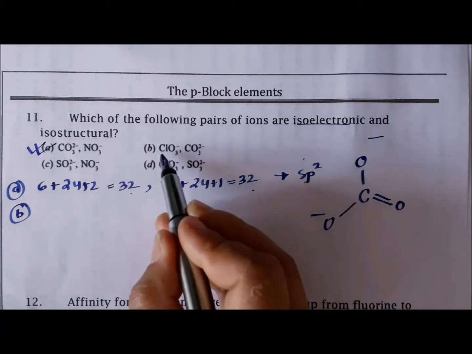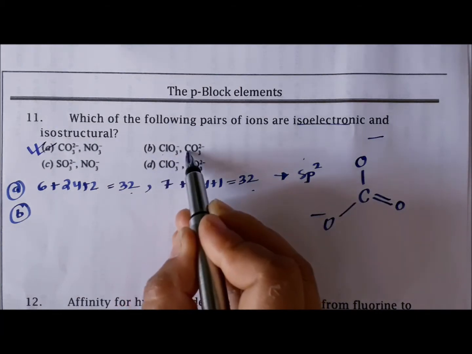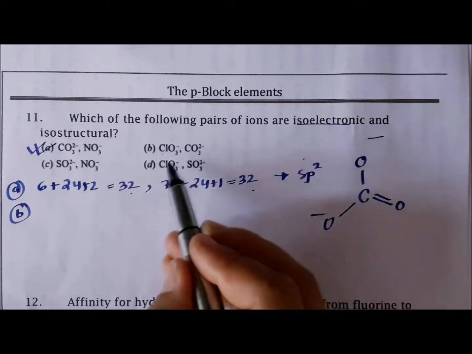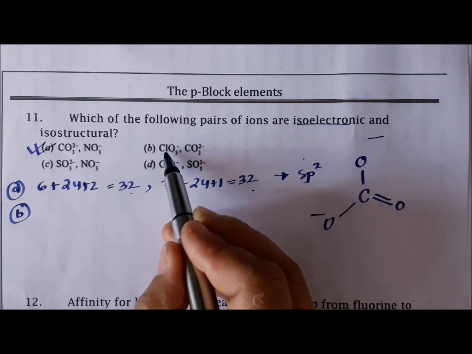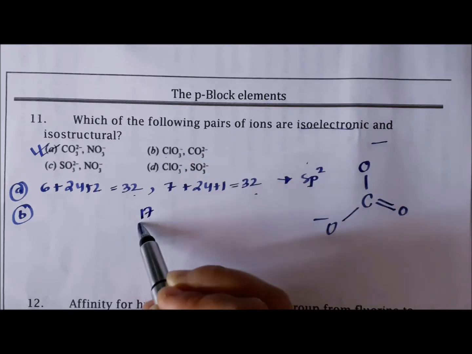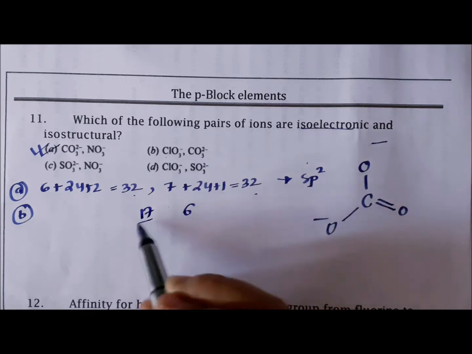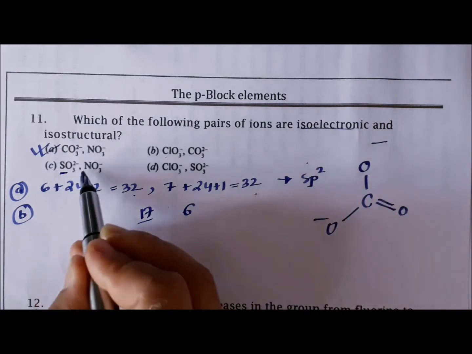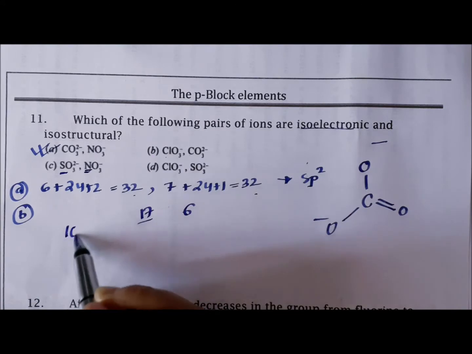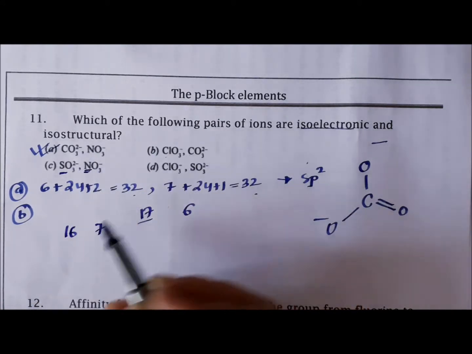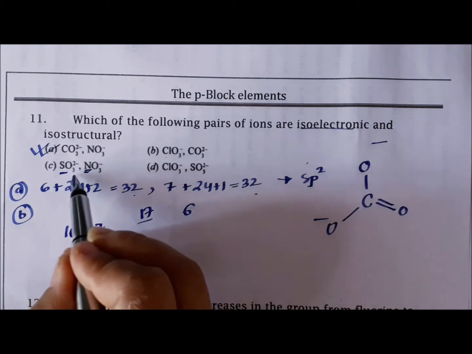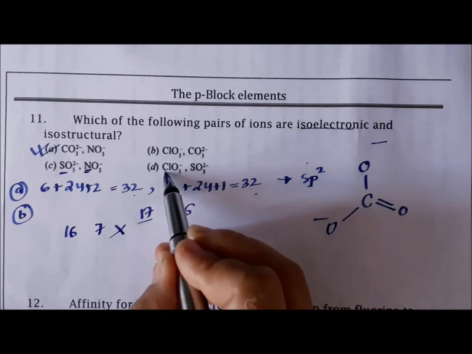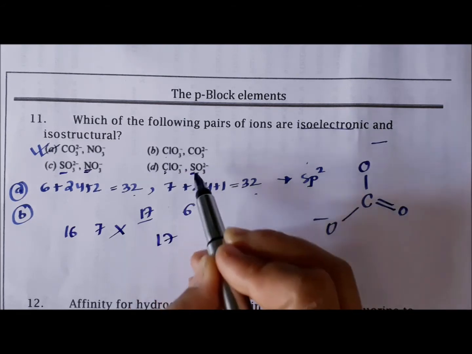Now, if you compare B, this is chlorine and carbon. Both have the same number of oxygen. To check whether they are isoelectronic or not, chlorine has atomic number 17, right? And carbon has 6, so there is a vast difference between the two, so these two will not have the same number of electrons. Same here, sulfur 16 and nitrogen 7, they have the same number of oxygen. Again SO3 2- and NO3- will not be isoelectronic. Okay, so let's check this one.